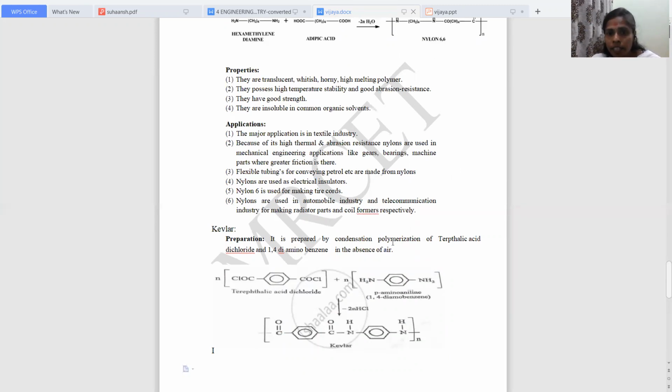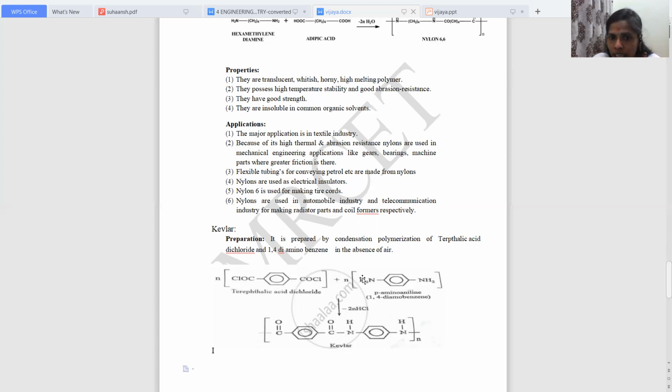It is prepared by the condensation polymerization of terephthalic acid and 1,4 diaminobenzene. This is terephthalic acid dichloride, and this is 1,4 diaminobenzene. From here, hydrogen, and from here, chlorine. HCl is eliminated. And from here, hydrogen, from the next monomer, chlorine. From here, chlorine and hydrogen. Those are eliminating in the form of HCl. So like that, HCl is eliminating in the Kevlar formation.